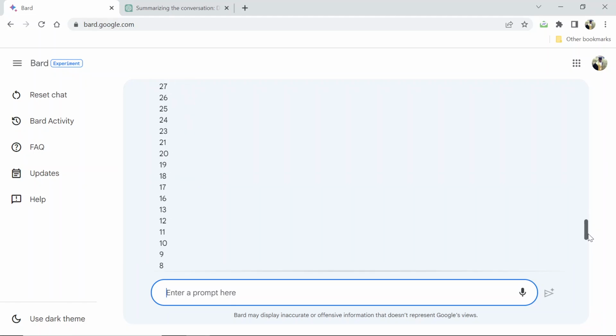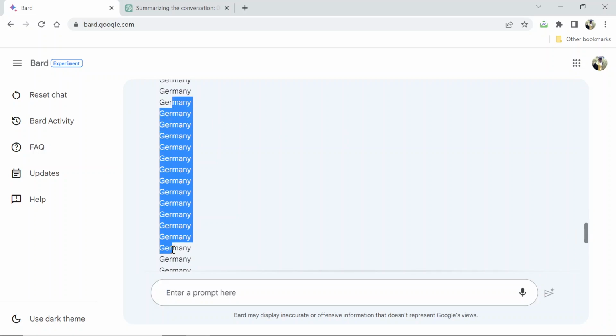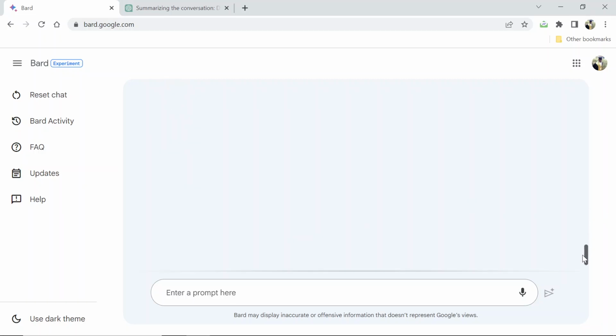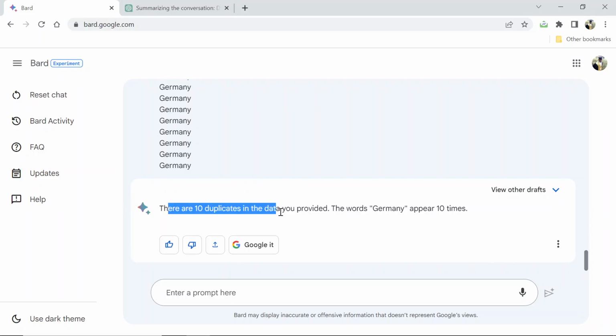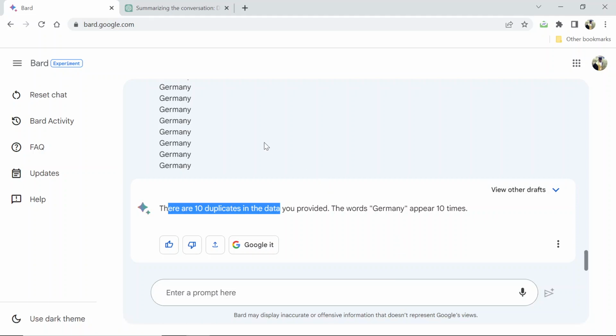You see this whole data, but it is telling me that there are only 10 duplicates. These chatbots are not to be trusted. They are useful, but sometimes you need to cross-check. You need to verify if they give you the correct response. You see, BARD is confusing me. It is telling me that there are only 10 duplicates.